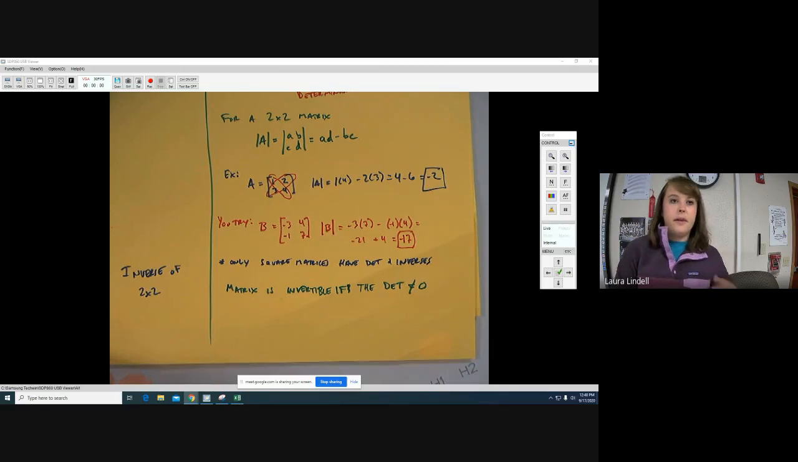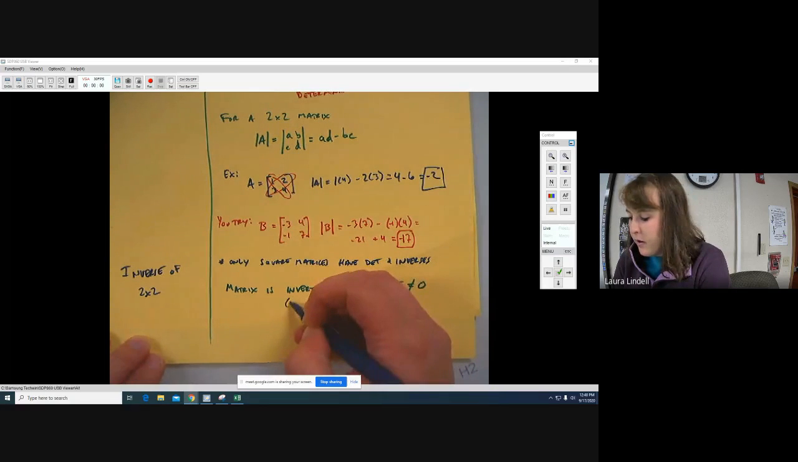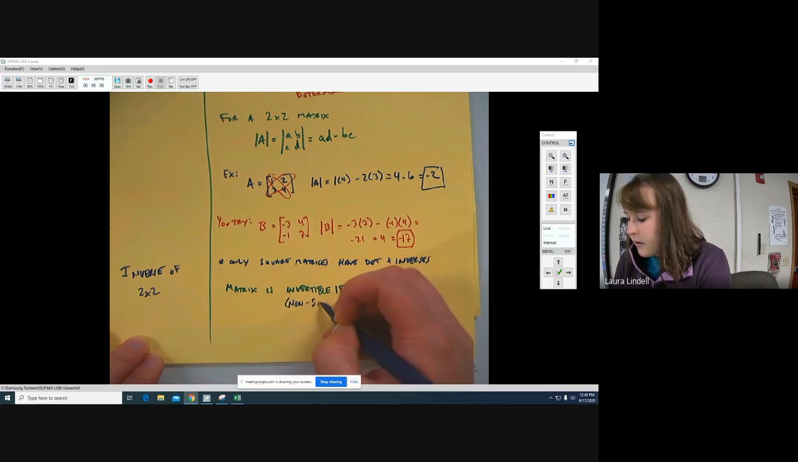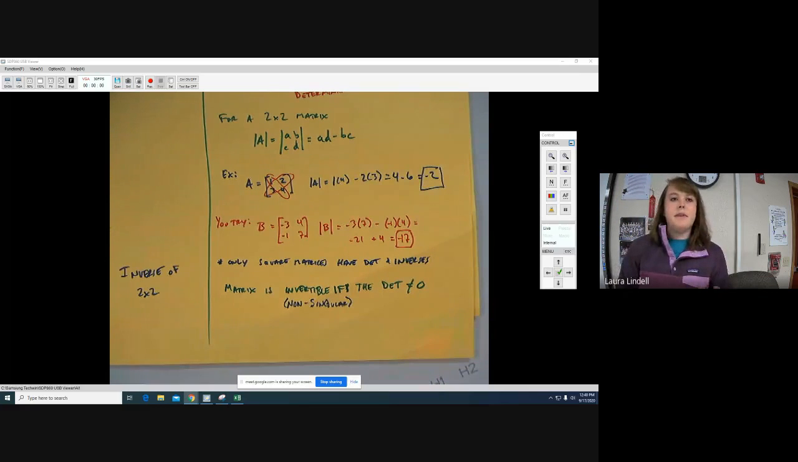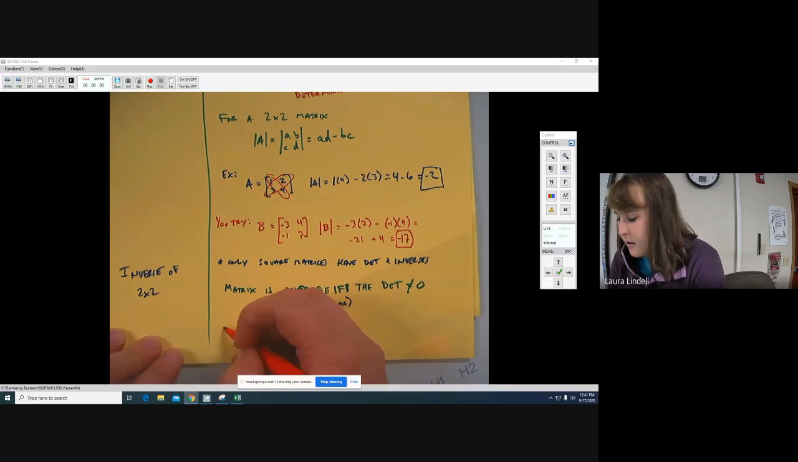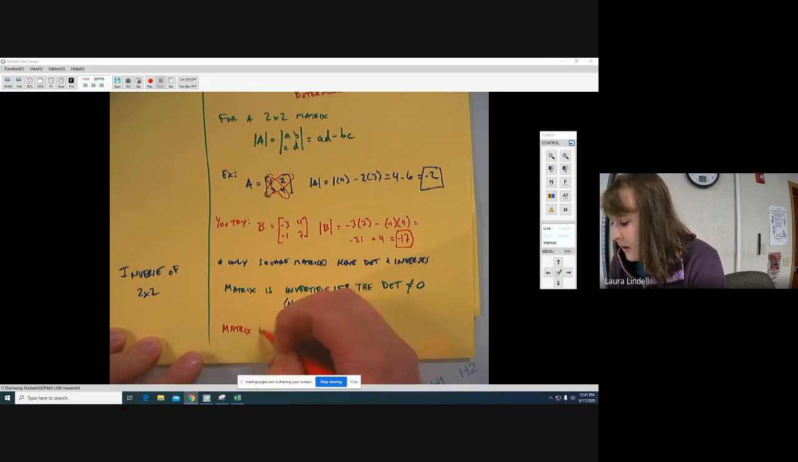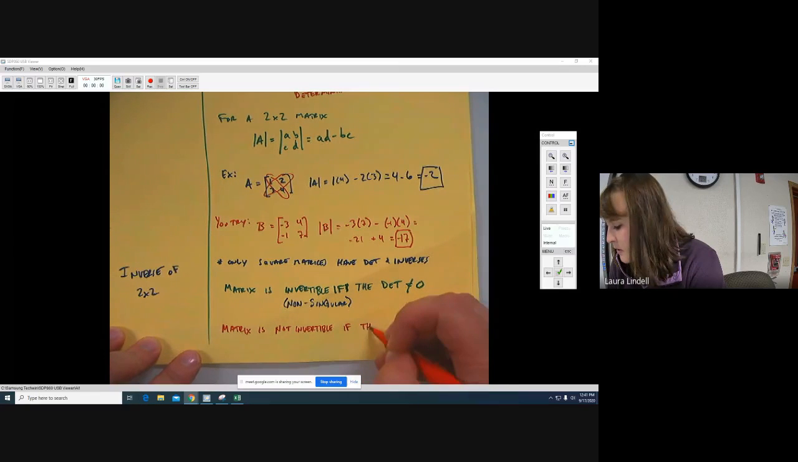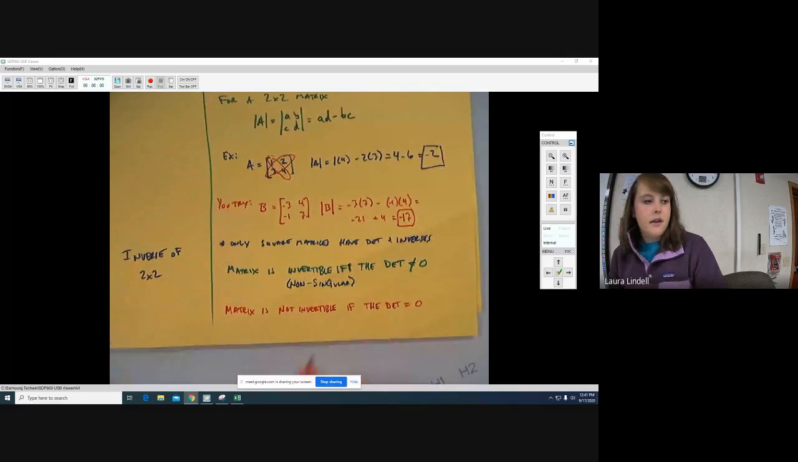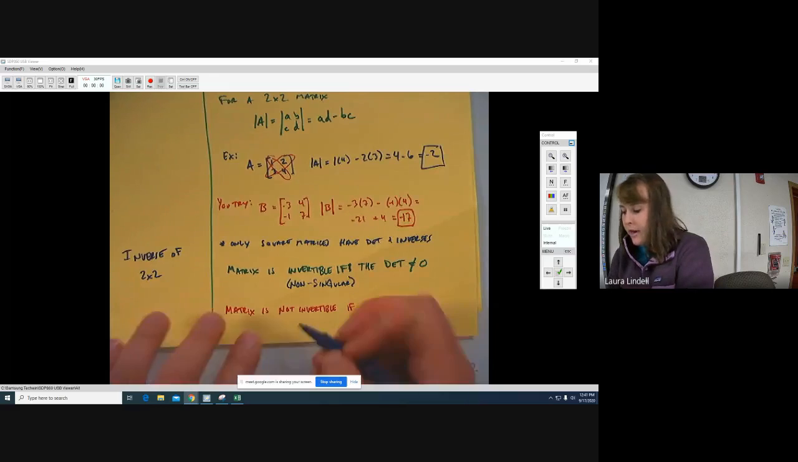And the word that we use for being invertible in math is non-singular. So the vocab word for this is non-singular. If it has an inverse, that means it's non-singular. And then we'd say also a matrix is not invertible if the determinant is equal to 0. So for not invertible, the vocab math word is singular.